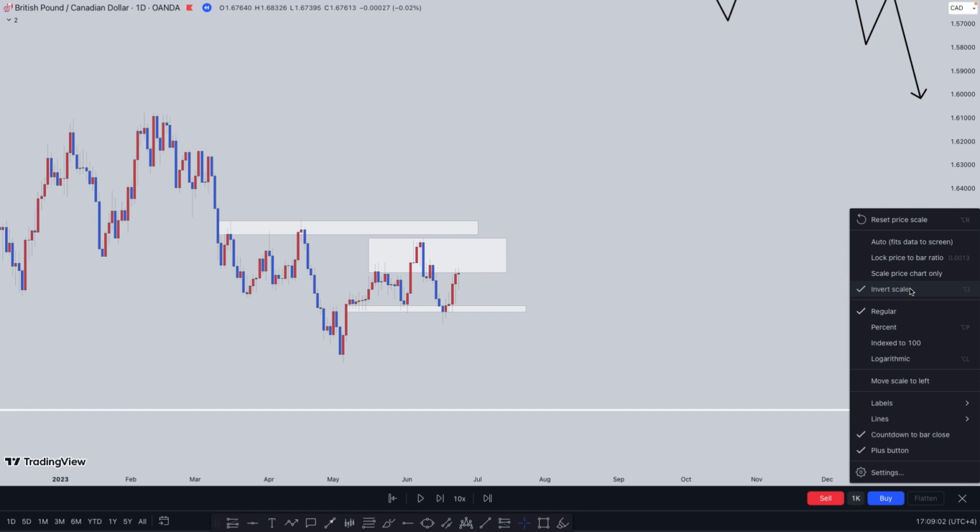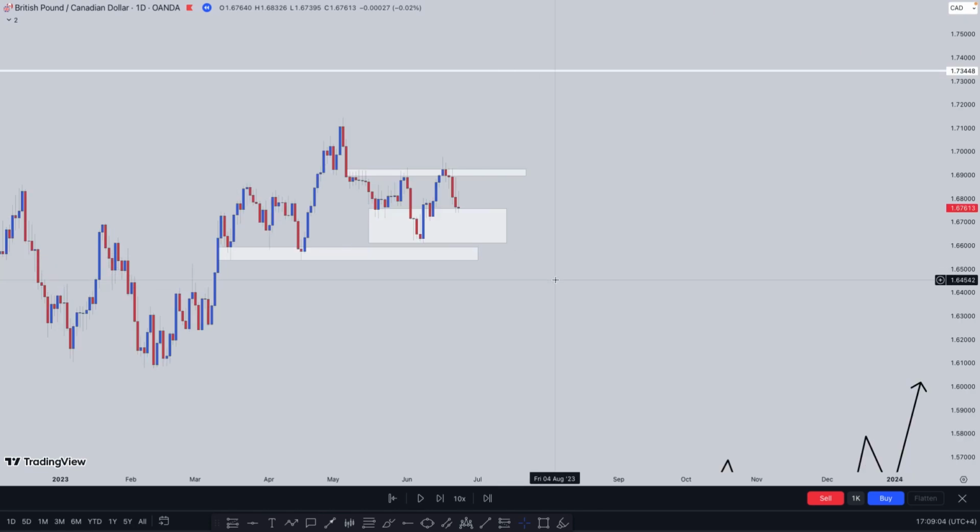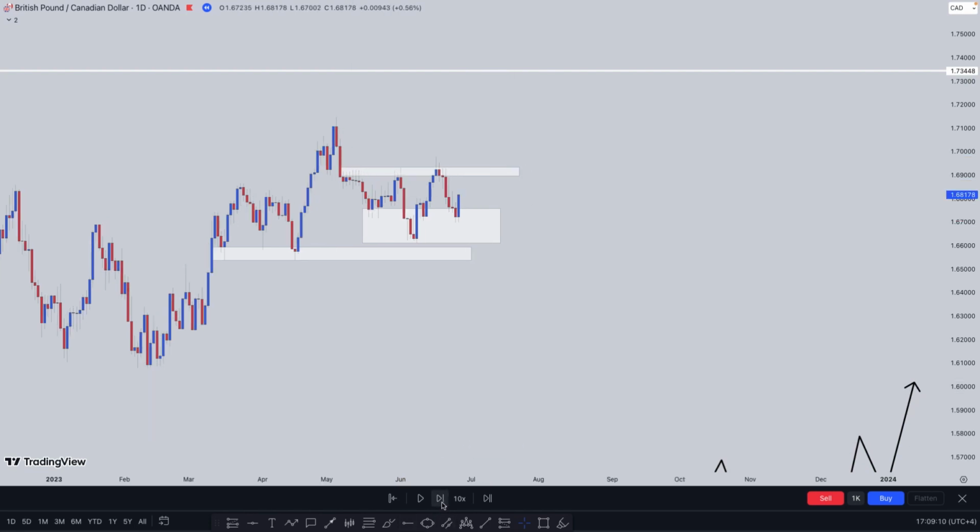So if I flip it, it's the same thing that we are looking at. I don't want you to get confused. This is the same thing that we are looking at, the same application. So let's see what's going to happen. We have price just tapping in this zone.